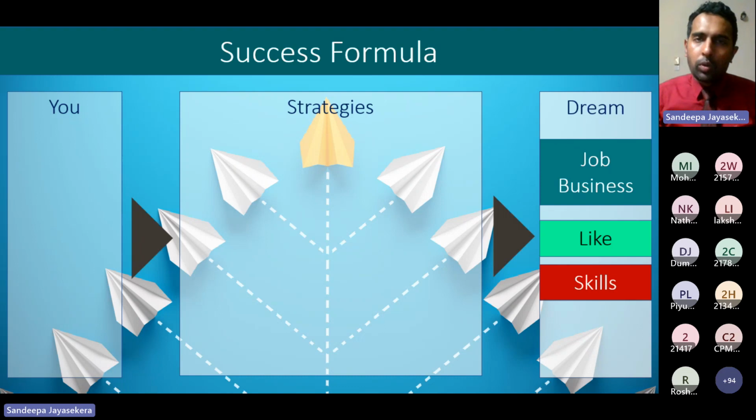Otherwise, you won't be able to sustain. You won't be able to survive, right? So first thing, you need to be passionate about it. You need to have that passion. Second thing, you need to have the skill set, right? Otherwise, you won't be able to survive, right?